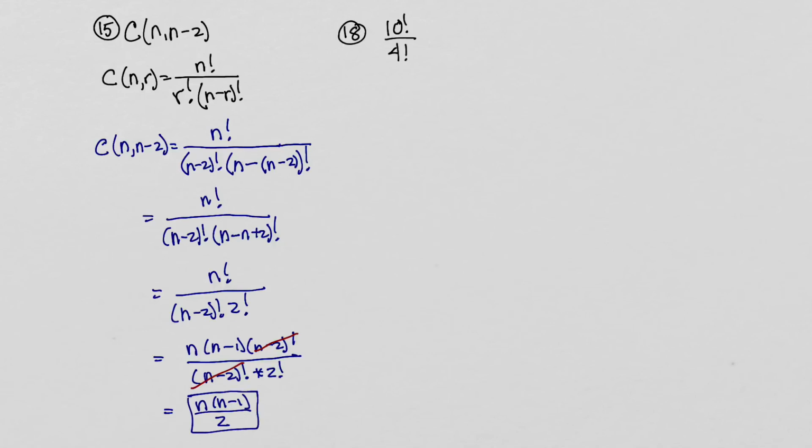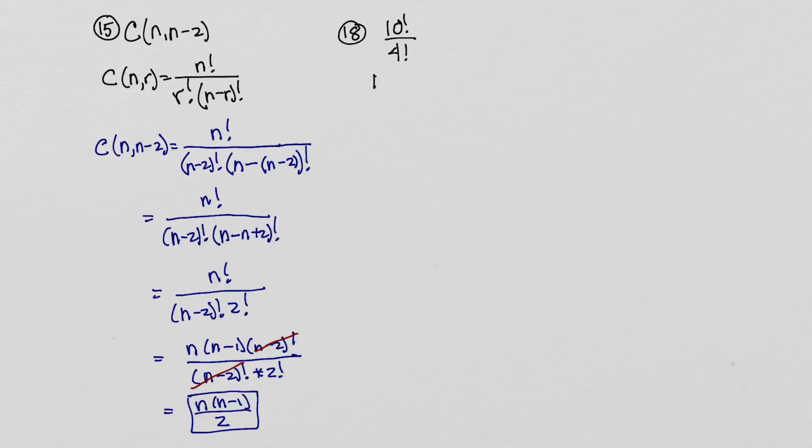Now problem number 18 asks us to compute 10 factorial divided by 4 factorial. This is pretty much what we've been doing already with the simplification of the top. So let's just continue this on here. 10 factorial, we're going to break this down until we get down to the 4 factorial and then cancel.